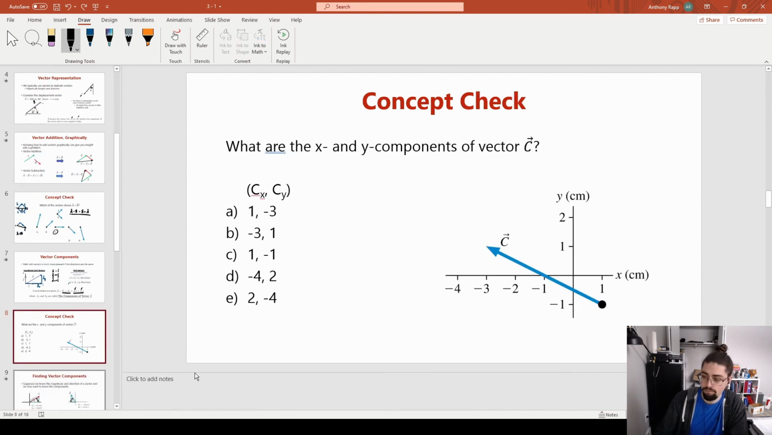So let's try this out real fast. If we see this vector c right here on some sort of graph, what are the x and y components of vector c? Take 30 or so seconds, look at it, maybe measure it out if you would like to, and see what we get.